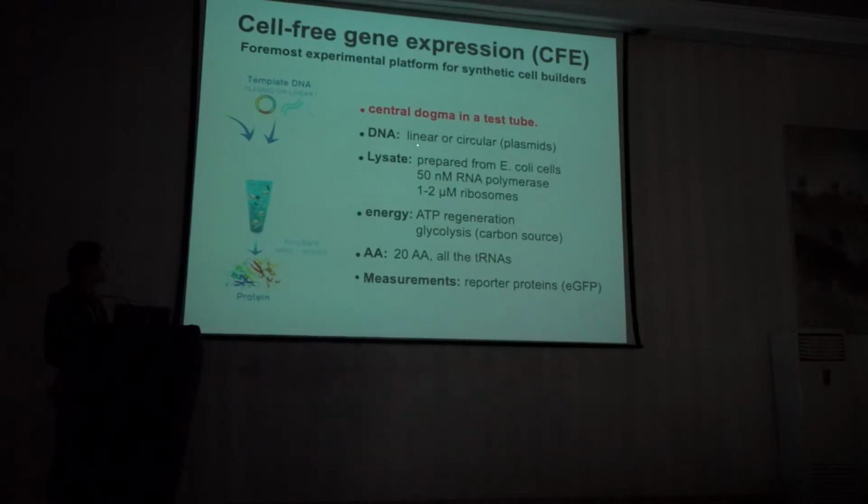We use DNA, linear or circular plasmids. And the transcription-translation machinery is provided by a lysate. You prepare a lysate, it takes a couple of days to prepare, typically from E. coli, and you have your RNA polymerases and ribosomes to do transcription-translation outside a living organism. It's a liquid. We have an ATP regeneration system, we activate glycolysis, we have all the nutrients, the amino acids, all the tRNAs, and for the typical measurement we use GFP or another fluorescent protein. The cell-free gene expression systems are very well described in the literature, and they are even commercially available.